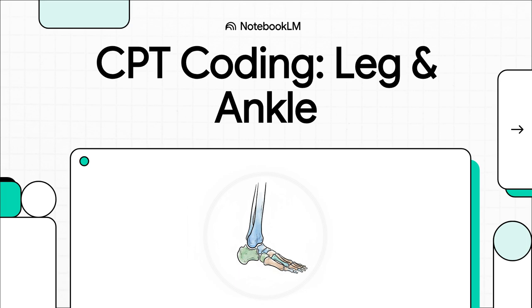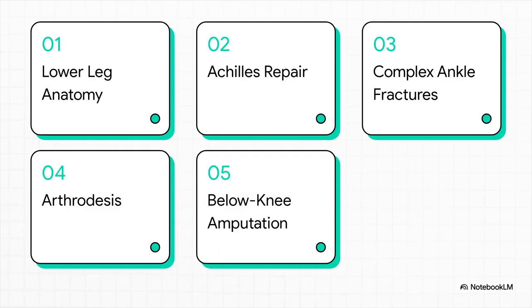And we're going to do this by stripping away all that complex medical jargon and just breaking it down into simple, plain English anatomy. Here is our agenda for today's explainer. We'll start with lower leg and ankle anatomy, move into repairing the Achilles tendon, then break down complex ankle fractures, look at arthrodesis, and finally wrap up with below knee amputations.